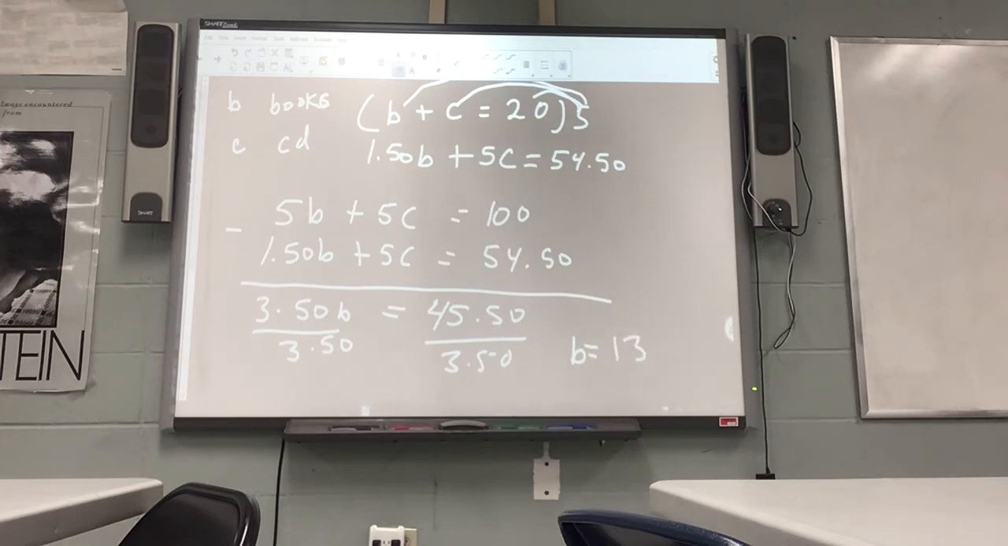13. Okay, so what we found so far is how many books she bought. Out of the 20 things she purchased at the yard sale, 13 of them were books. So how many were CDs? She bought 20 things. 7, there you go. We just go back up to our first equation and plug in the 13: 13 plus C equals 20. So subtract your 13.